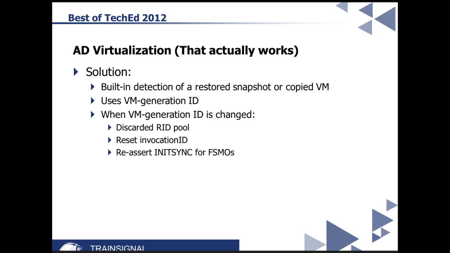There's also a third bullet point I put there that I'm not even going to go into, because it only has to do with your flexible single master operations, or your FSMOs. And in the name of time, we're going to move along. The short answer is it works. Active Directory virtualization works. You can now virtualize your domain controllers, which is something that we desperately need to be able to do in today's world of virtualized networking.